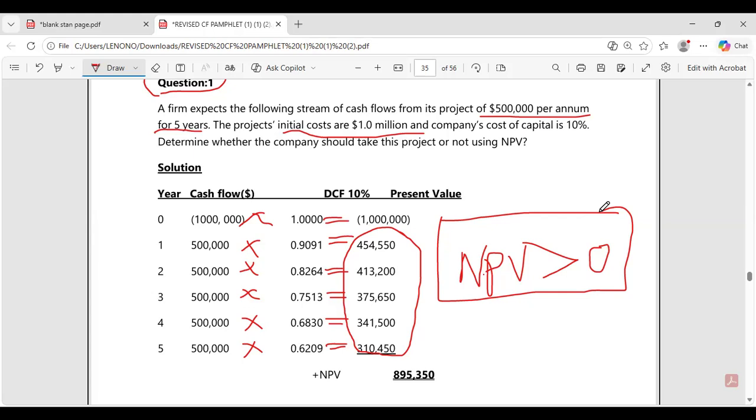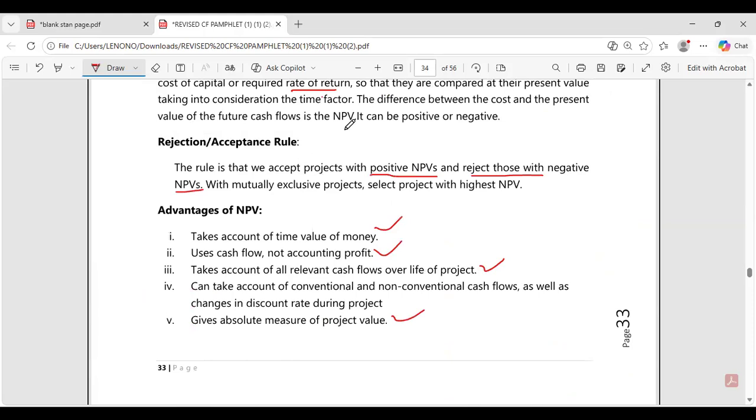I'm sure we are together so far. Sorry, could you explain why we are rejecting the NPV? I'm not saying that we are rejecting. I'm saying that the criteria here is that the rule is that we accept projects with a positive NPV, and then you reject the project with negative NPV.